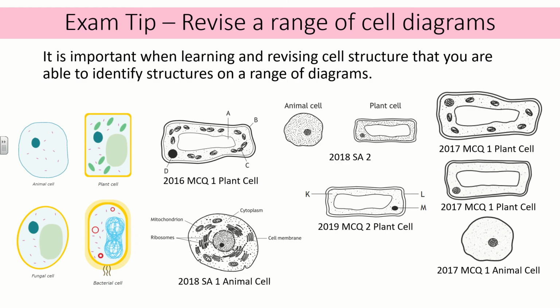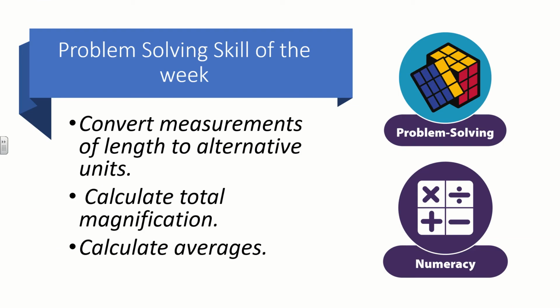So that is the knowledge content of 1.1, but we're also going to look at a problem solving skill of the week. Problem solving is a key component of the Nat5 course, with approximately 30% of the exam marks going to skill-based questions. And it's these skill-based questions that most people find difficult in the tests. So this week we're going to focus on converting measurements of lengths to alternative units and also calculating the total magnification. We're also going to look at calculating averages.